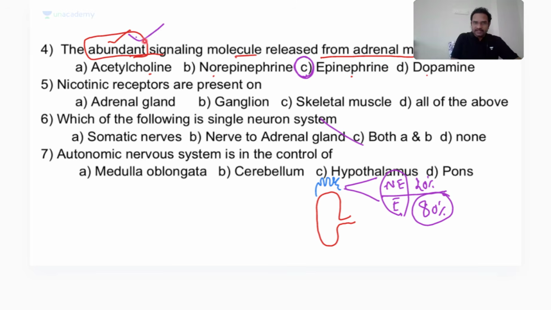Understand the wording, abundant signaling molecule. Both of them are signaling molecules. Both of them are released from the adrenal medulla, but the word abundant indicates highest amount. So the answer here is epinephrine, not norepinephrine.